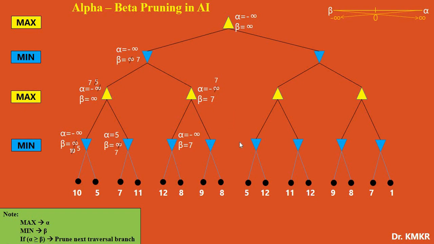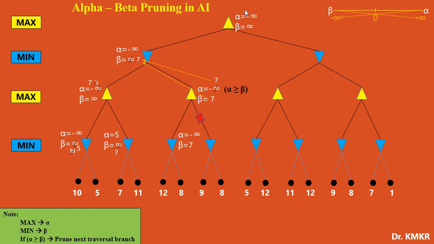Here you have to note the condition, that is alpha is greater than or equal to beta. So if it is so, then prune the next traversing branch. There's no need to traverse this. So next backtrack to the minimum player level where beta value 7 has to be compared with this 7 and 7. So all are equal, so no need to update it.